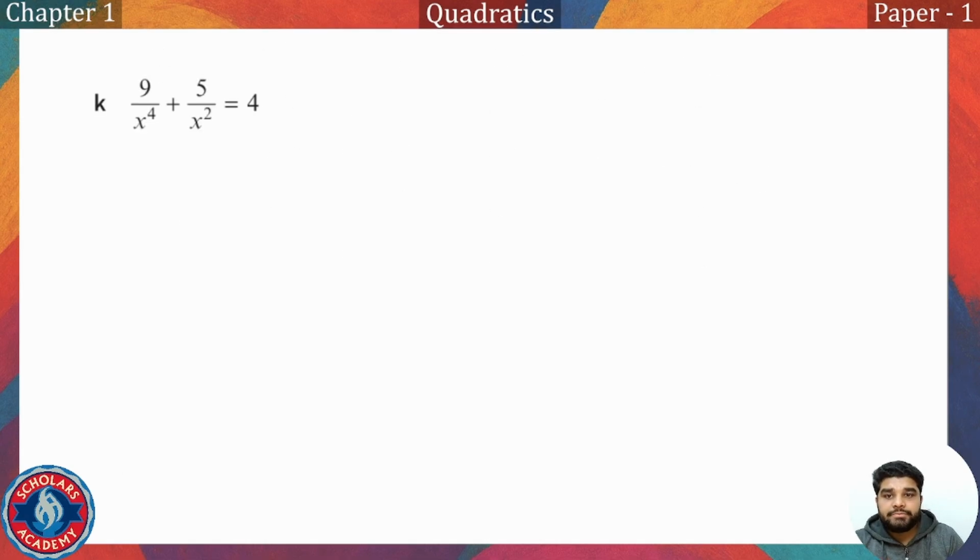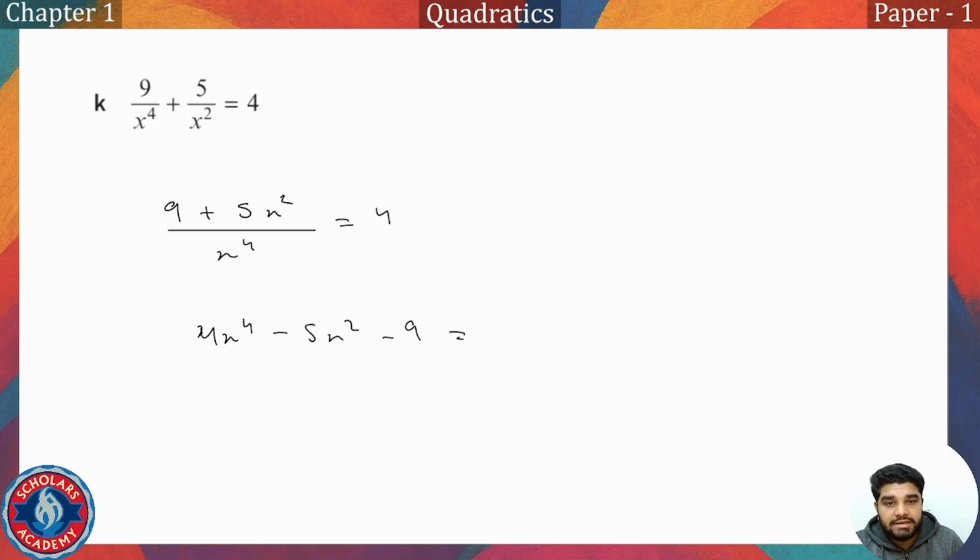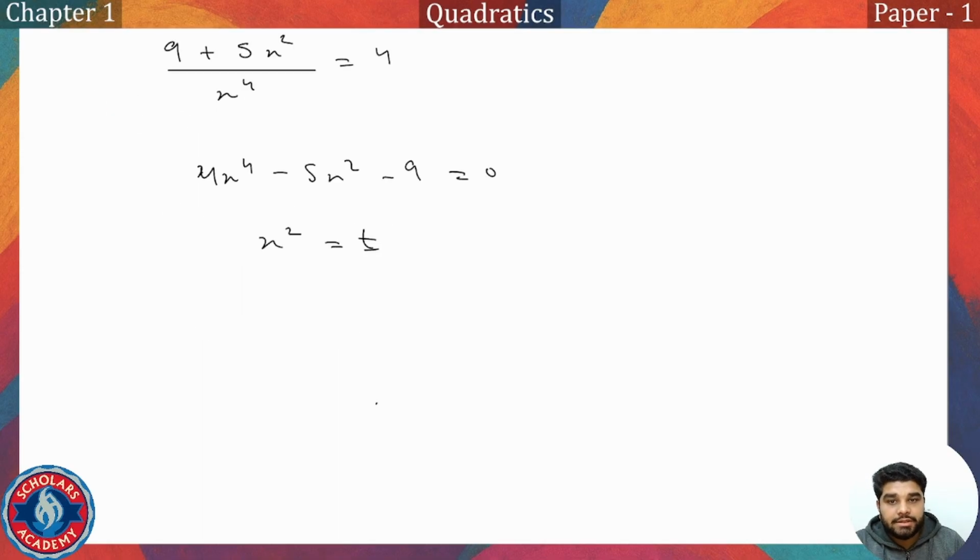All right. So first of all, we need to simplify it a bit. So taking LCM over here, we get 9 plus 5x square by x raised to power 4 is equal to 4. So simplifying it, we get 4x to the power 4 minus 5x square minus 9 is equal to 0. So by substituting it, we get 4t square minus 5t minus 9 is equal to 0.